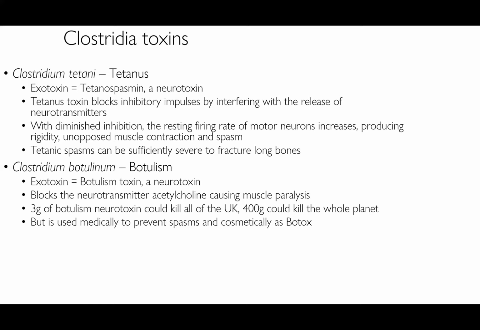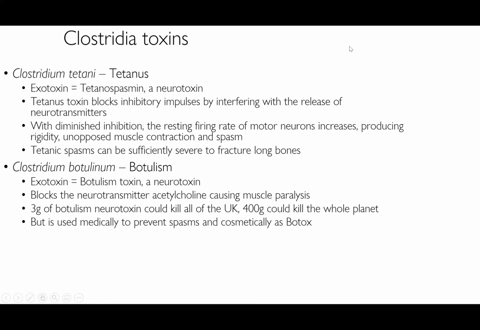A single bacteria within a 24-hour period can produce enough toxin to kill the entire world, and as little as 3 grams of botulism toxin could kill all of the United Kingdom, which has about 67 million people. If we had 400 grams of the toxin, which bacteria could produce within not a very long period of time, it could actually kill the entire planet, all 7.4 billion of us. But as I mentioned, it is used medically to prevent spasms, and also cosmetically as Botox. So we're hijacking this bacteria's toxin to make us look pretty and help with spasms.